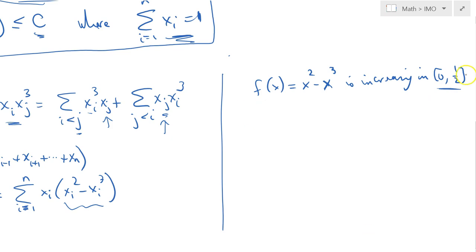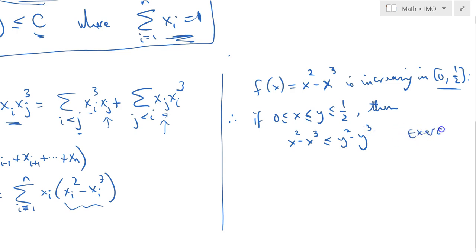So let me define it. If x and y are in 0 to 1/2, they can be equal, then I claim that x squared minus x cubed will be less than or equal to y squared minus y cubed, and I leave it to you as an exercise. As I said, one way to do it is to take the derivative. Using calculus techniques, it's very easy to see that this function is increasing all the way from 0 to 2/3, but then you can use some algebraic stuff as well.